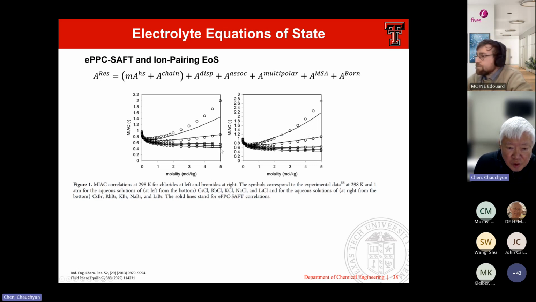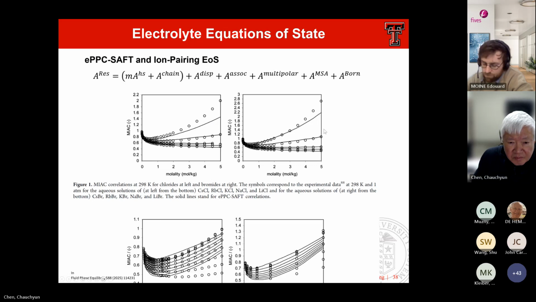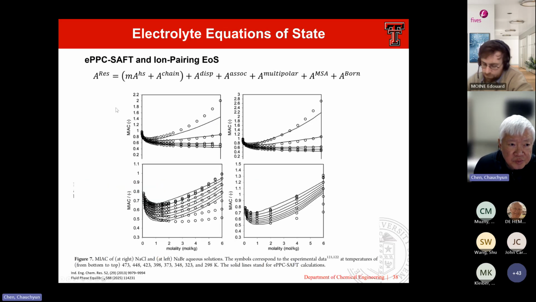It seems to be able to represent some electrolytes, but the key challenge for the association model is lithium chloride. And lithium chloride is still not represented satisfactorily yet. Another issue with ePC-SAFT is the temperature dependency. This one is the mean ionic coefficient of sodium chloride and sodium bromide as the temperature is changed, and clearly the temperature trend is completely lost. That means it will not be able to correctly provide the excess enthalpy or the heat of solution.